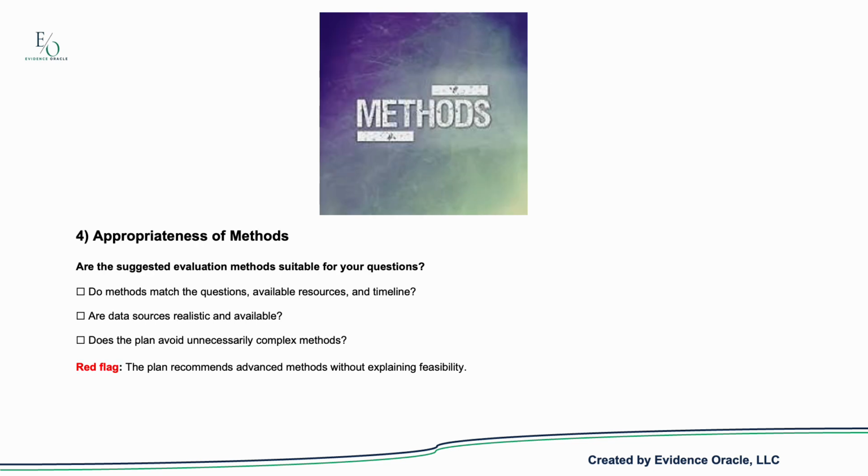You also have to look at the appropriateness of your methods. Are the methods matched to your questions, your timeline, and your available data? AI may suggest complex methods that sound impressive but are not feasible. You need methods that are practical and appropriate for your context.